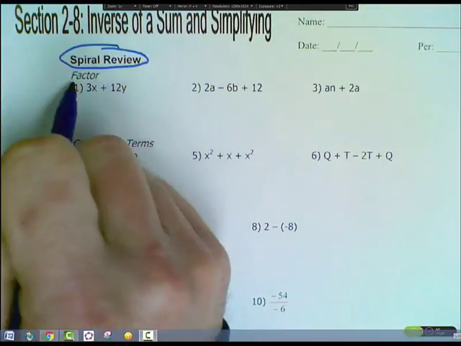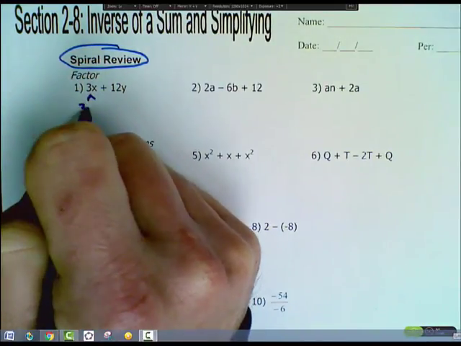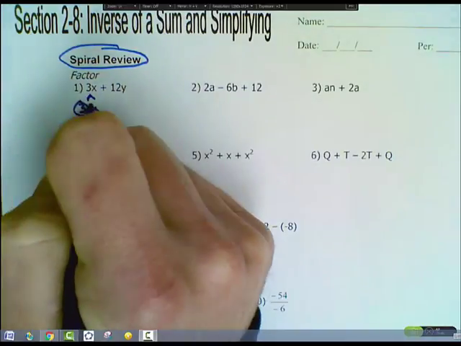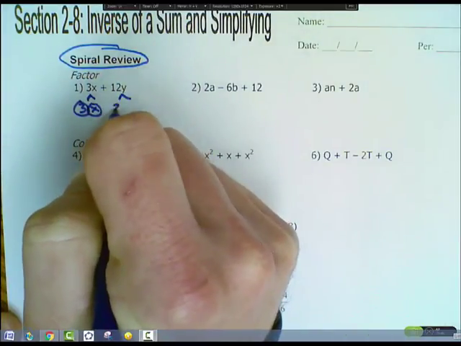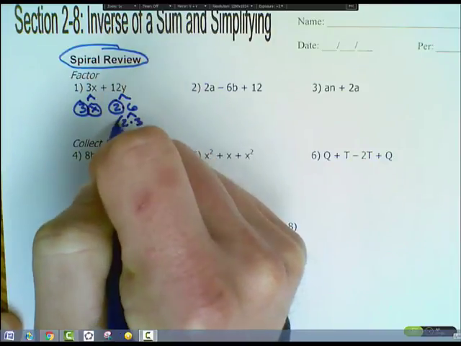Okay, factoring is the opposite of distributing. So you want to break these down into their prime factors. So I have 3 and x. 12 is going to be 2 times 6. 2 is a prime number. 6 is going to be 2 times 3.